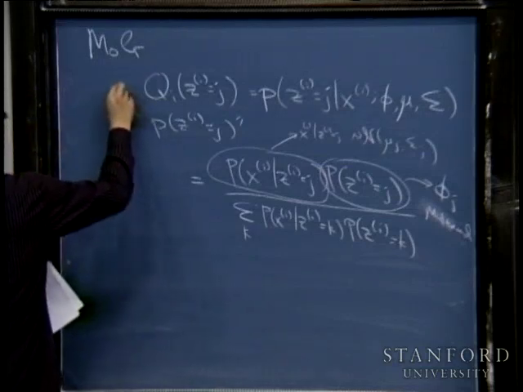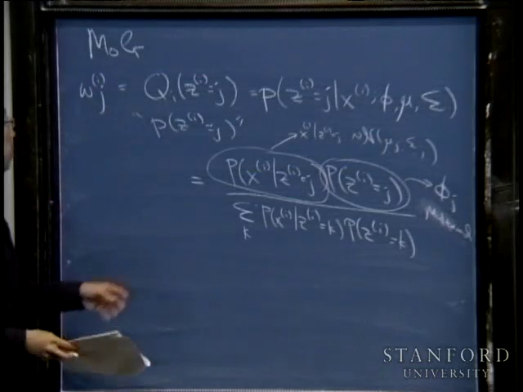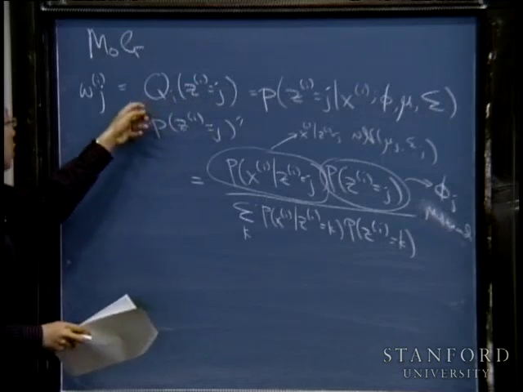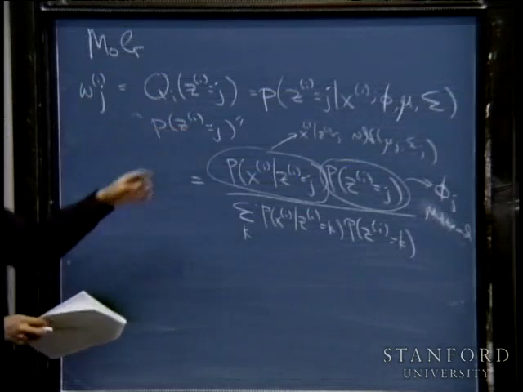Okay. And so in the previous lecture, this value, the probability that z_i equals j under the Q distribution, was what I denoted as w_ij. So that would be the E step.